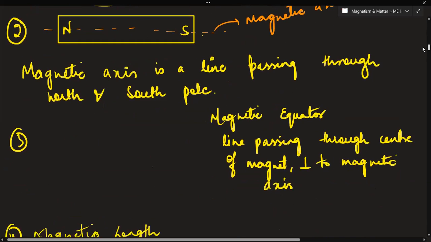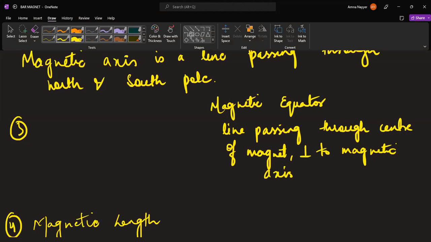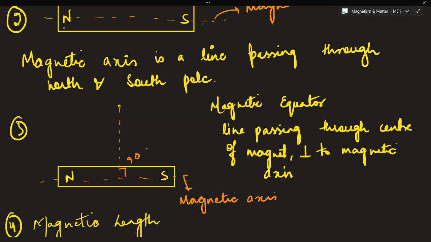Then one thing that you have to understand is the magnetic equator. The magnetic equator is essential when we have to do questions on the equatorial plane. So north pole is there, south pole is here. The magnetic equator is perpendicular to the magnetic axis. This line was the magnetic axis. This perpendicular line which makes an angle of 90 degrees is known as the magnetic equator.